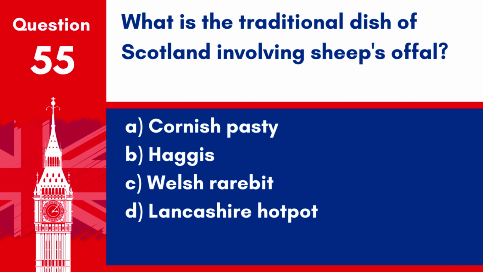A. Cornish pasty. B. Haggis. C. Welsh rarebit. D. Lancashire hot pot. Answer: B. Haggis. Haggis, a traditional Scottish dish, is made from sheep's offal, heart, liver and lungs, minced with onion, oatmeal, suet, spices and salt, mixed with stock, and cooked in the animal's stomach.